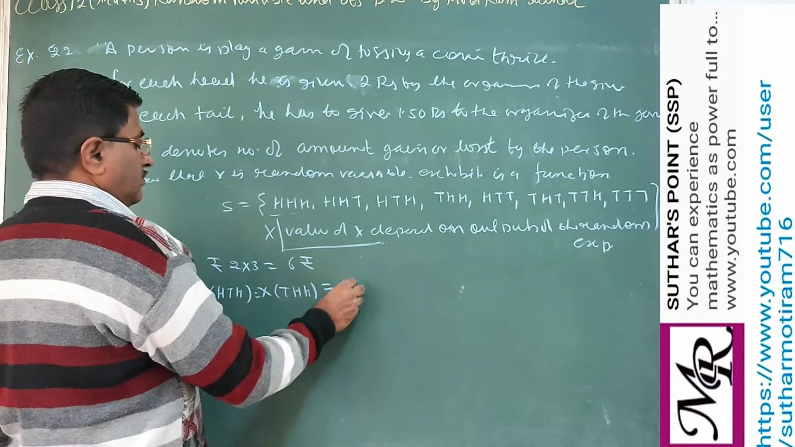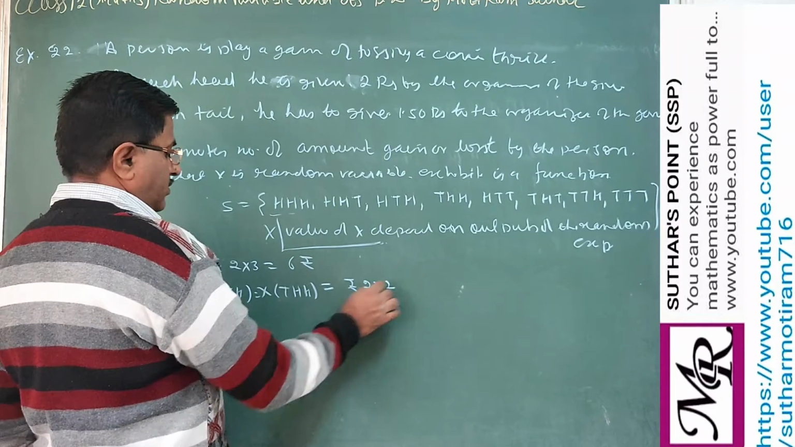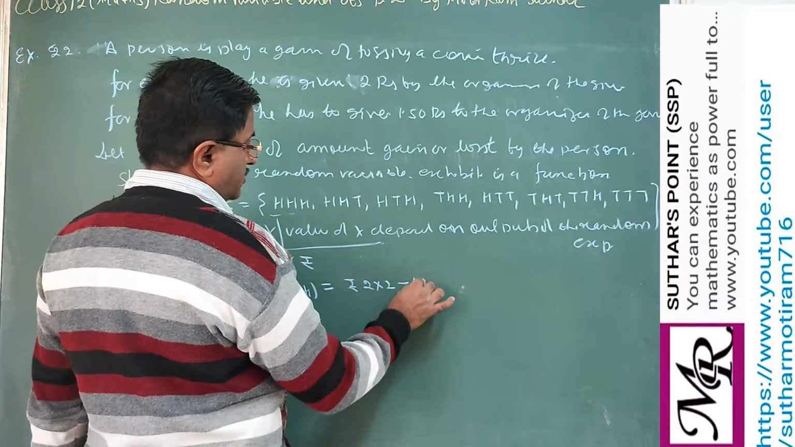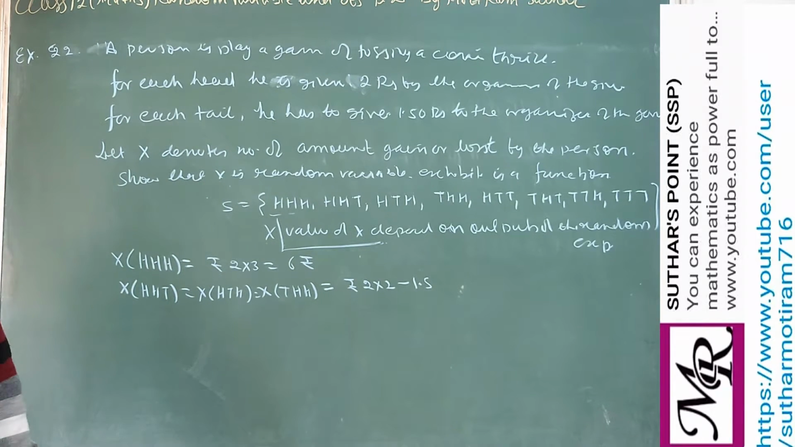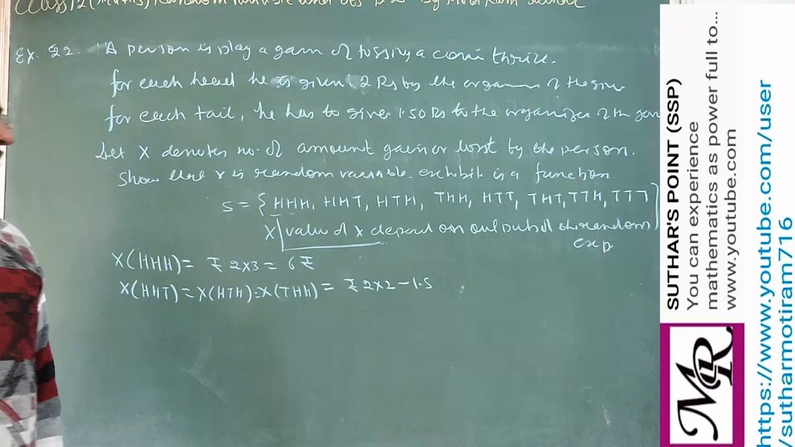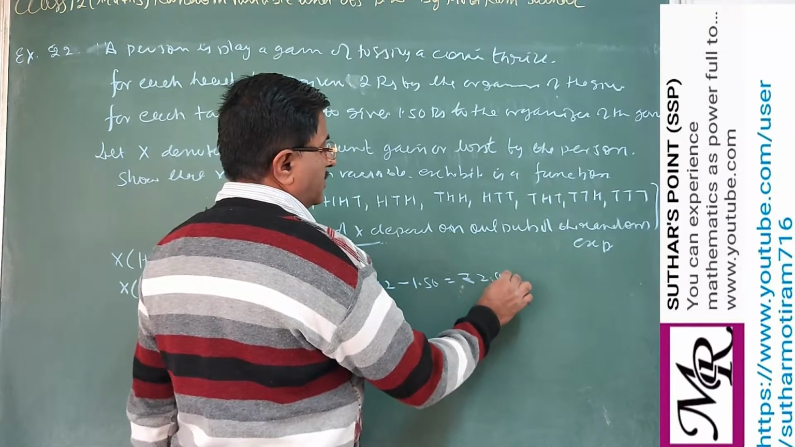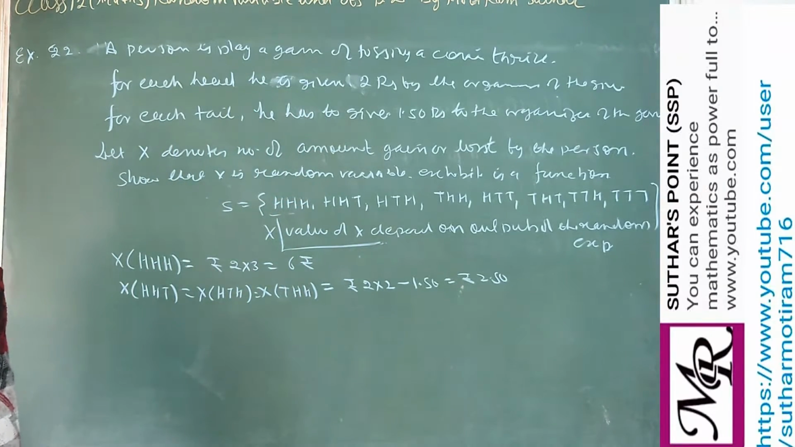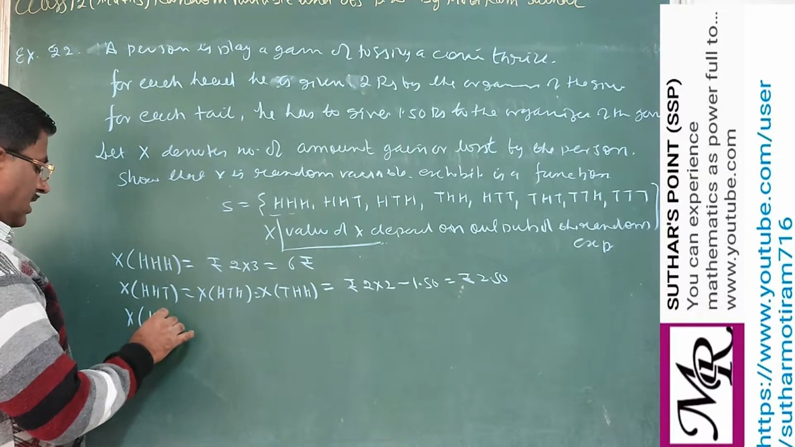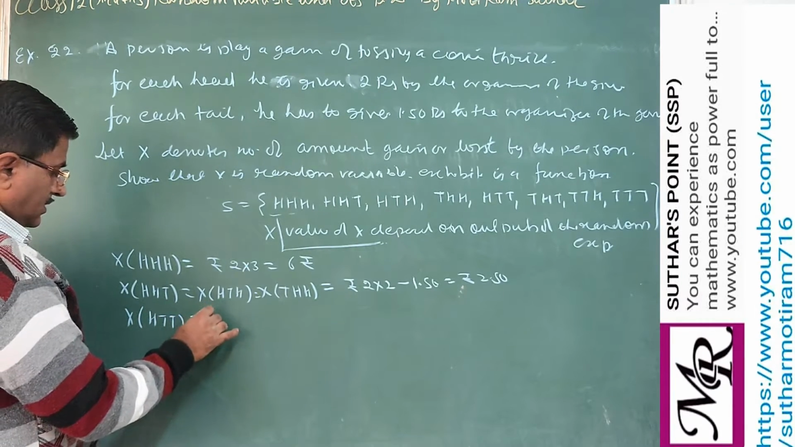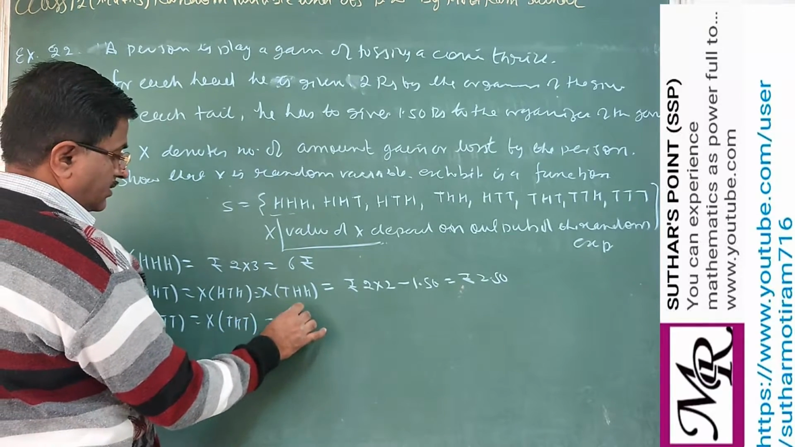So what do we get? Here 2 heads, it means 2 into 2, a gain of 4, but 1 tail is also there, so he has to submit 1.5 rupees. So 4 minus 1.5 is 2.5 rupees. Right? Similarly, when 1 head and 2 tails are there, these are also 3 cases.